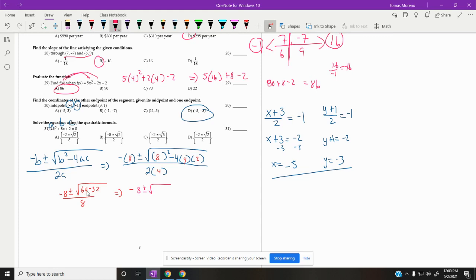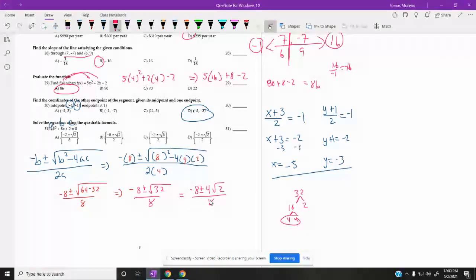This would be square root of 64 minus 32, which is just 32. Okay. We have to simplify this right here. So two numbers that give me 32 are 16 and 2, and the square root of 16 is 4, which we take out. So that means we're going to have -8 plus or minus 4 square root of 2 over 8.